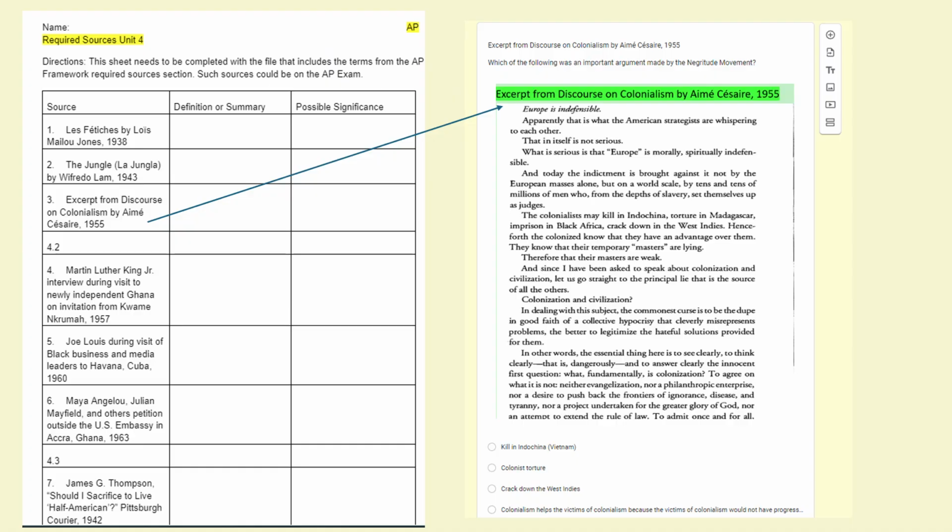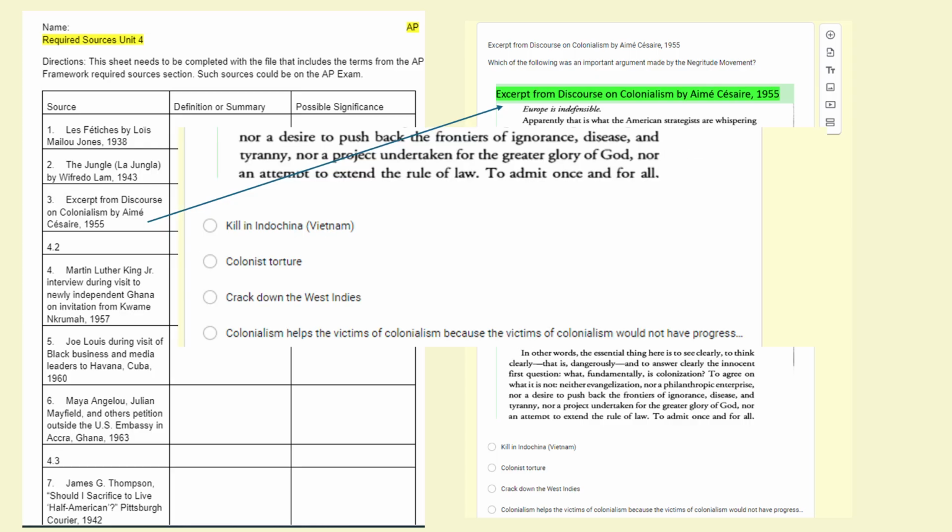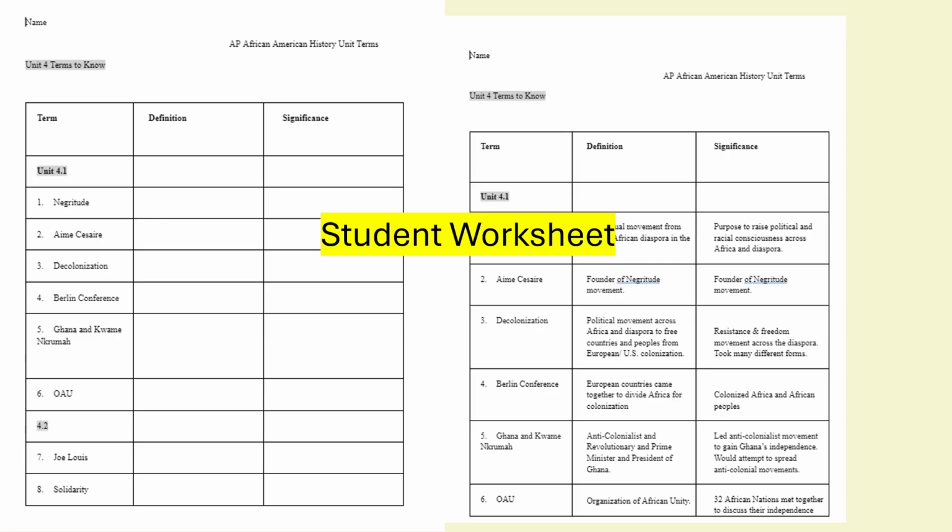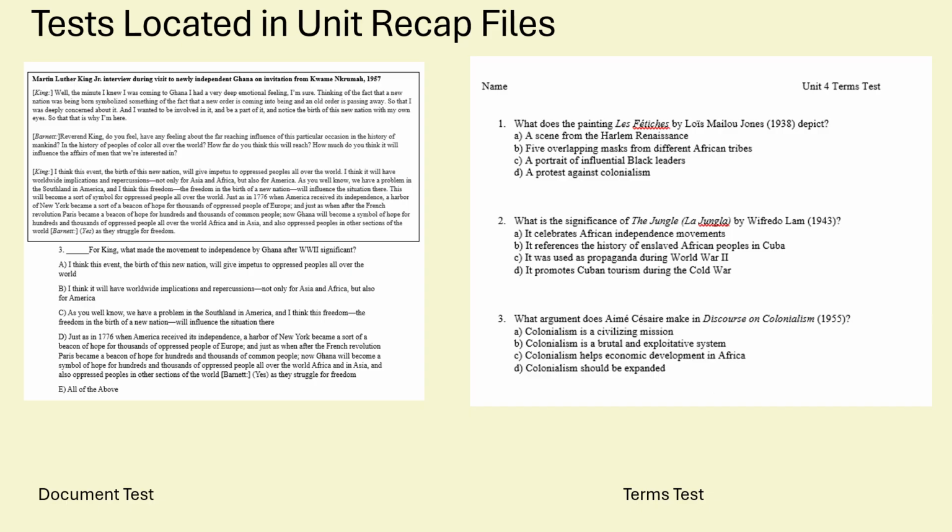As mentioned before, the student worksheet for the sources, this is actually what is being assessed in those Google Forms. The terms worksheet also includes an answer key and is assessed using Google Forms. You also get a series of paper tests that are located in the recap files. You get a document test for each unit that is designed to mimic the AP exam. You get a terms test to improve student vocabulary.